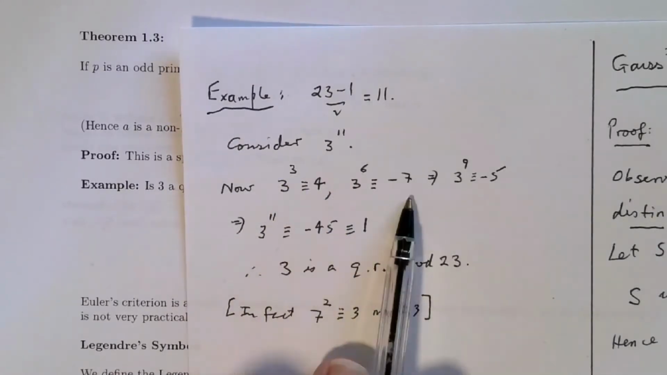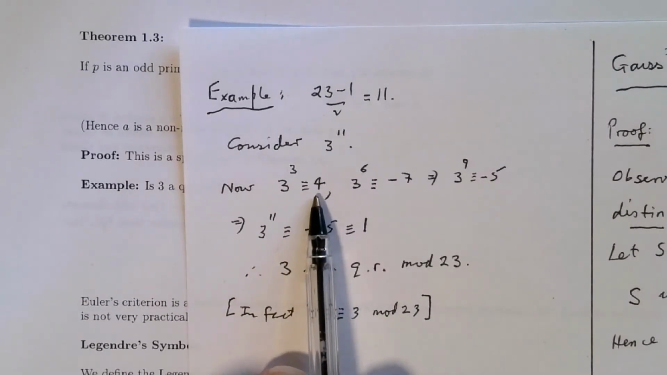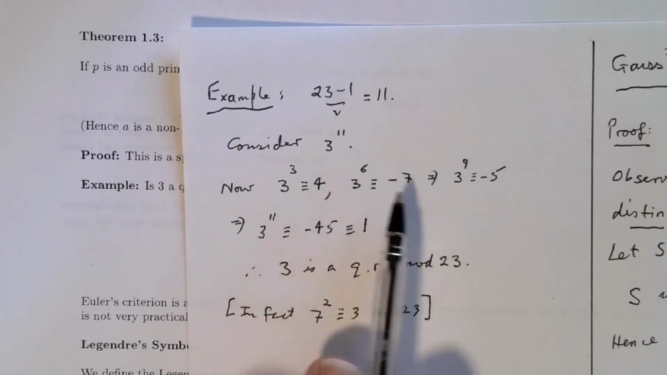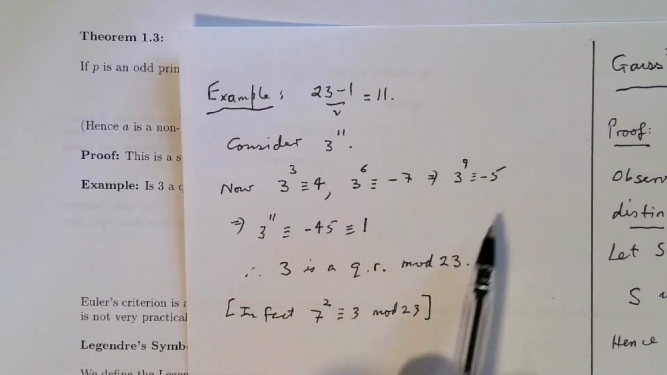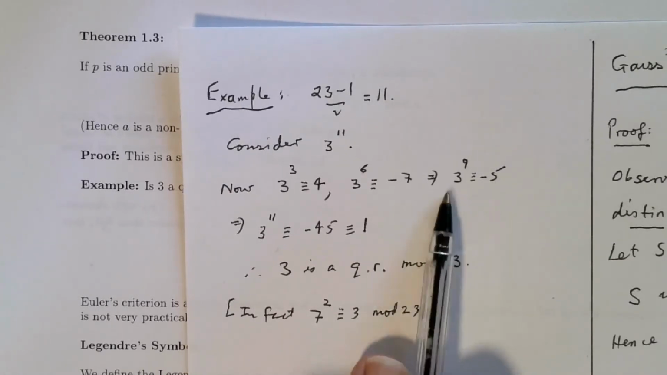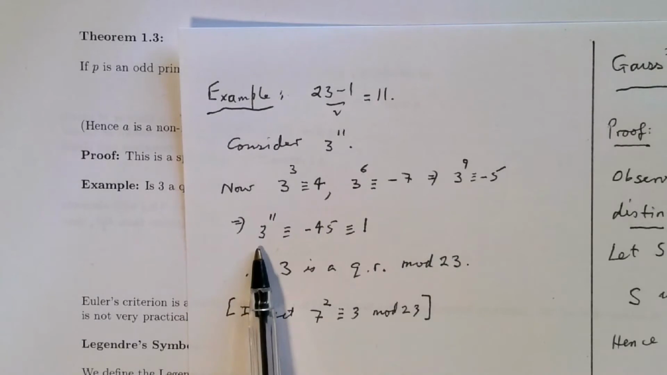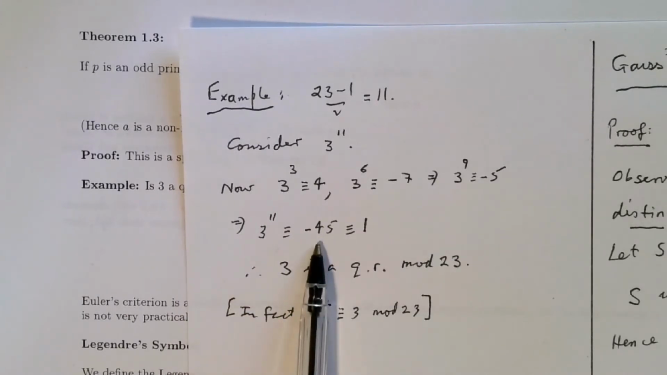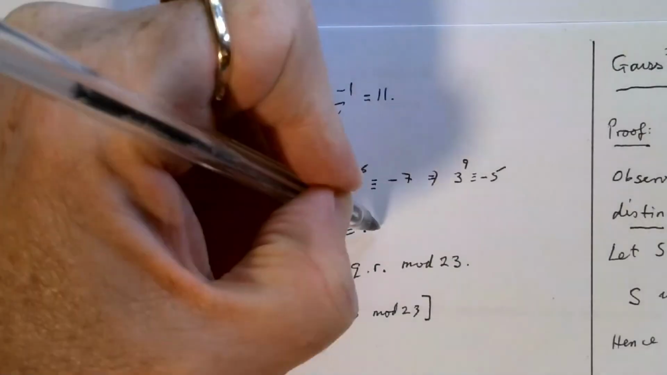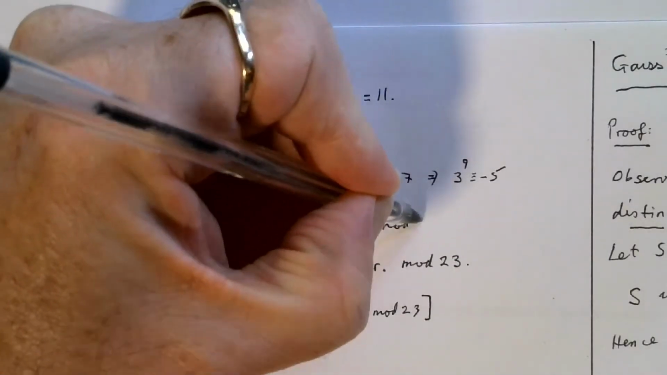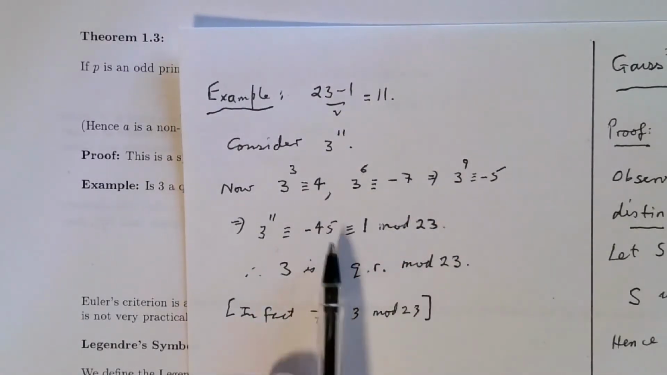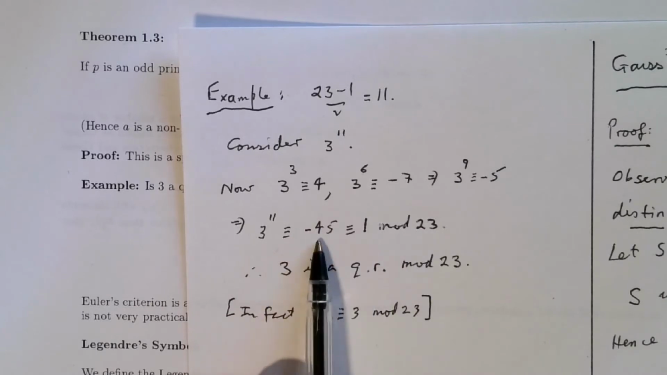So I can square both sides. 4 squared is 16, and 16 is −7 mod 23. And I can multiply these together and then simplify mod 23. I get −5, and then I can multiply by 3 a couple of times and get up to here. I get −45, and −45 turns out to be 1 mod 23, because 46 minus 45 is 1.